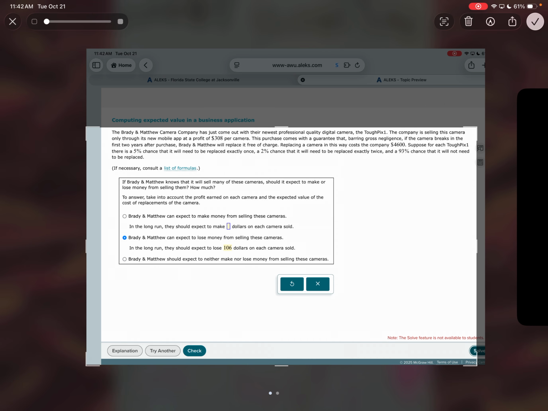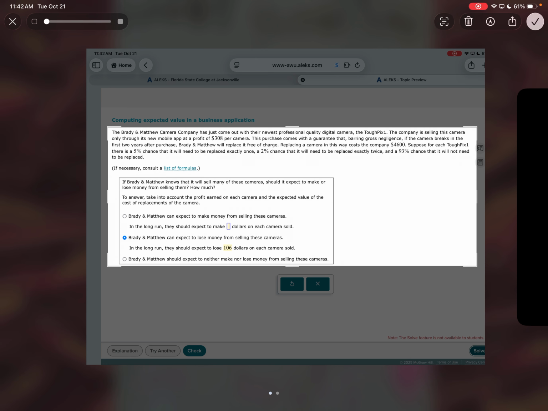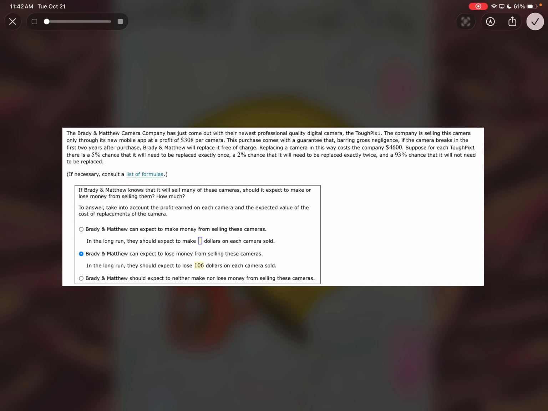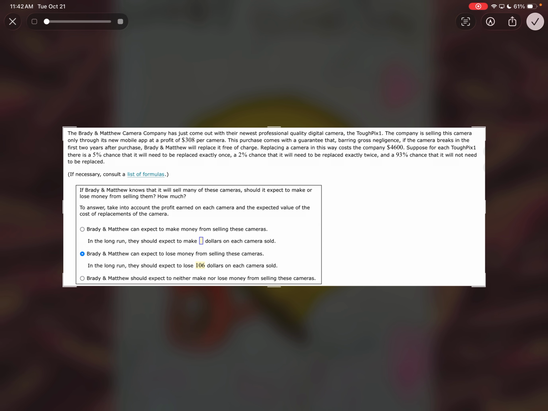When you pick your answer, there are three options there. The company expects to make so much money on each camera sold based on their warranty, or how much they lose. But the third option is they're going to break even. So if you do get zero, that just means they're going to break even on their warranty selling, okay?